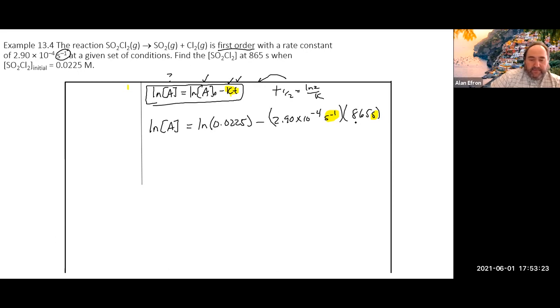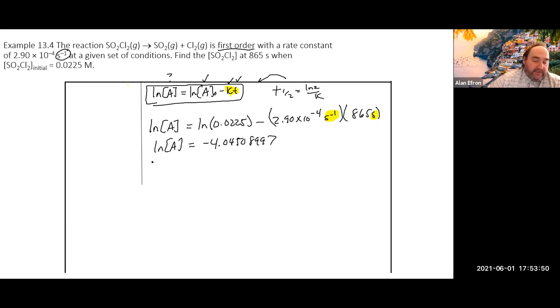So I'm just going to clean up everything here on the right-hand side. I'm going to try to punch it in correctly there. That would probably help too. Natural log of 0.0225 minus 2.9 times 10 to the minus 4 times 865. And that gives us the natural log of A. And if we clean up everything on the right-hand side, we get 4.045089997. I don't feel like rounding today.